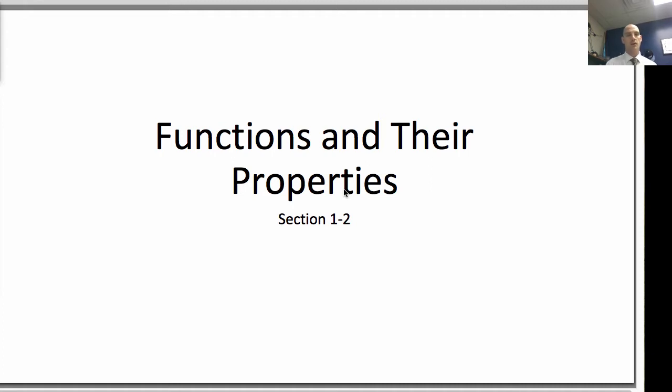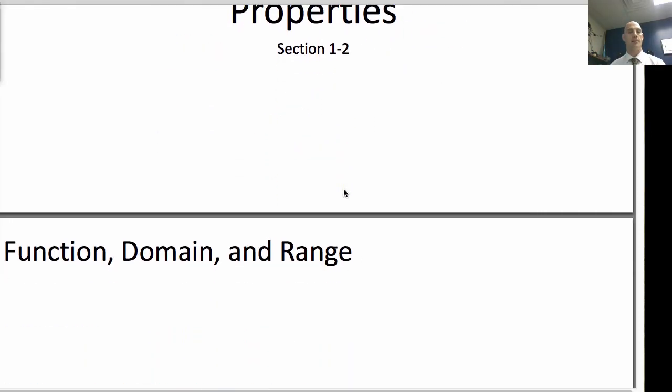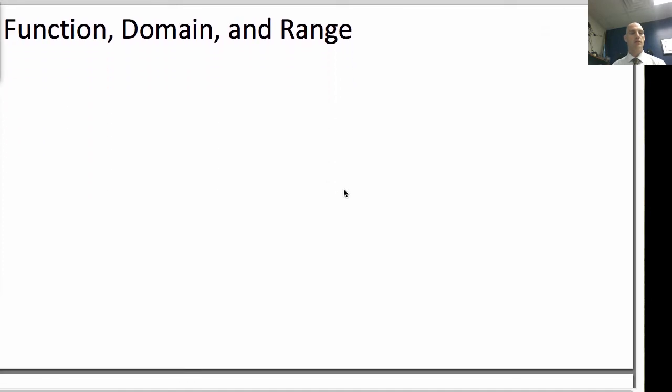Welcome back. Today we're going to talk about functions and their properties. And this is the beginning part of chapter 1. And so this is going to form the basis of our understanding for what we're talking about when we start to look at graphs and when we start to figure out what can possibly go into a domain. Why does the graph look like the way that it does? And so let's look at the relationship between function, domain, and range.